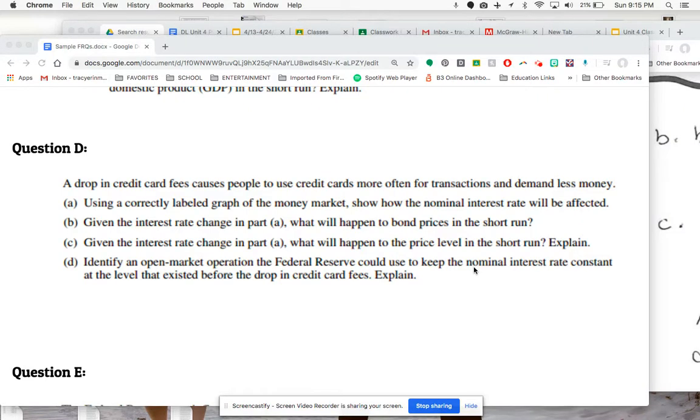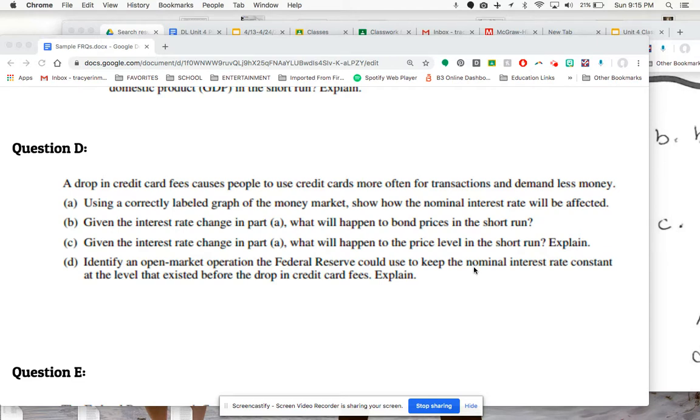All right, so this screencast is to go over question D. A drop in credit card fees causes people to use credit cards more often for transactions and demand less money. So this is very similar to some of the examples that we gave you in the starter practice handout, just to get your minds thinking about the demand for money.